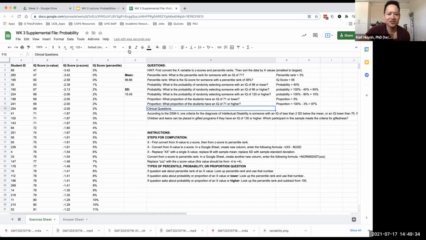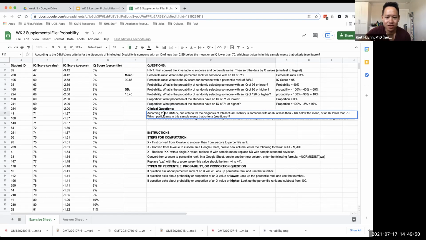Okay, here are some clinical questions. This is interesting for those of you who want to go on to graduate school in psychology, and maybe you want to work in a school or do testing for ADHD or giftedness, because they use IQ a lot for those types of programs. According to DSM-5, one criterion for the diagnosis of intellectual disability is someone with an IQ score of less than 2 standard deviations below the mean, or an IQ score lower than 70. Which participants in the sample meet that criterion?